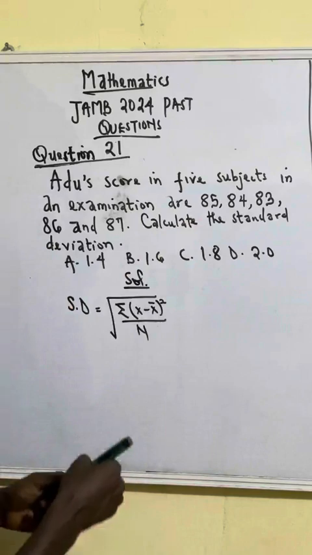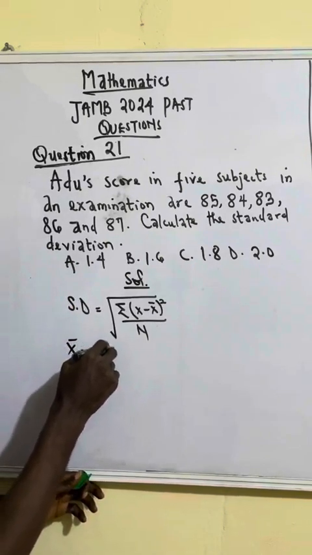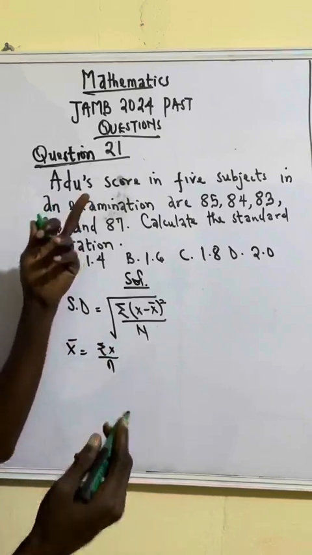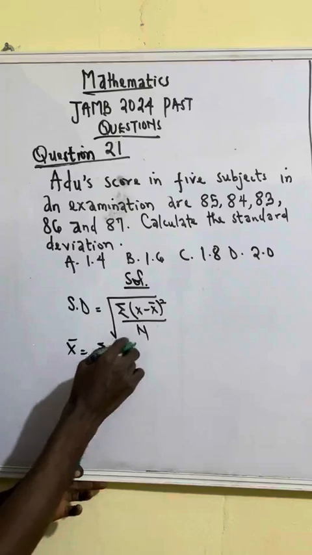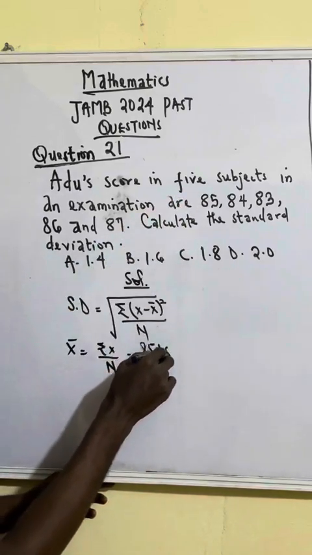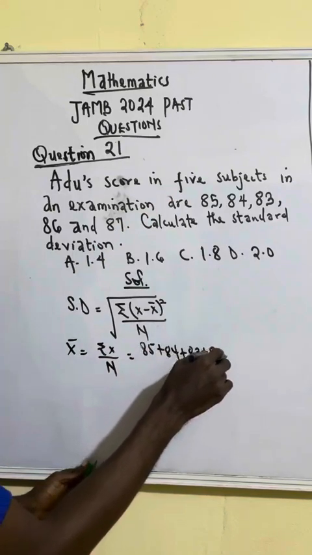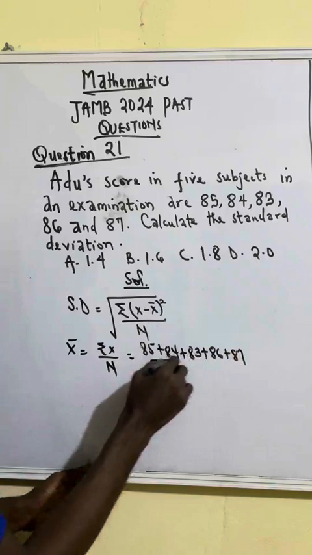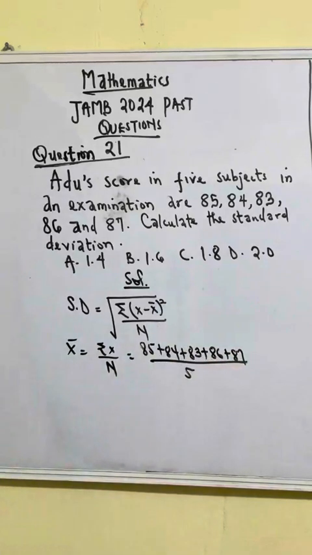Let's start by taking the mean. X bar will be equal to sigma x all over n, since it is a set of numbers. The same n that we have here should be the same n here. So sigma x, add each of the scores, that is 85 plus 84 plus 83 plus 86 plus 87, all divided by n, which is 5. So let us add this. After adding that, we get our mean.